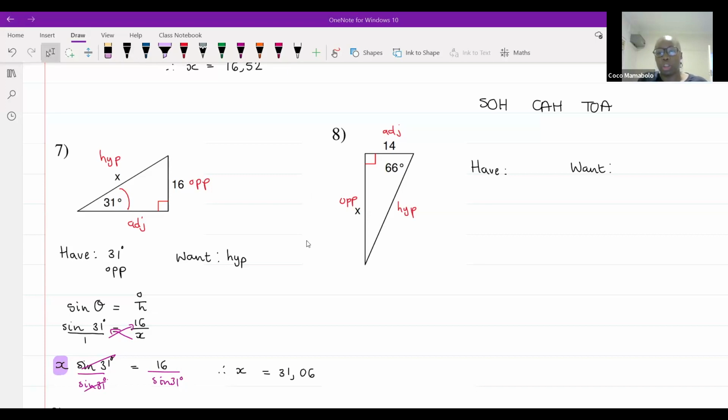All right. Okay, so what do I have? I have my 60-degree angle, and I have my adjacent side. And what I want is x, which is the opposite side.